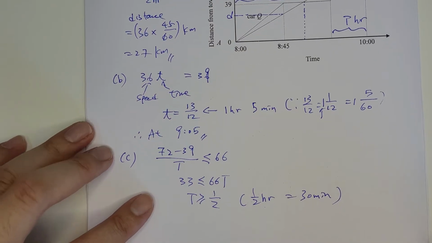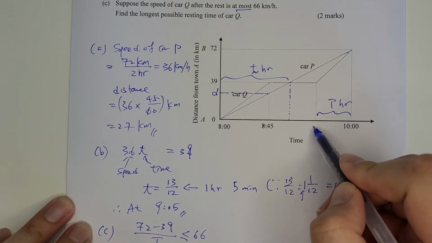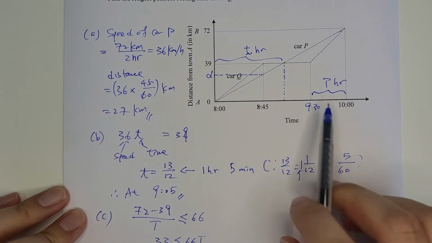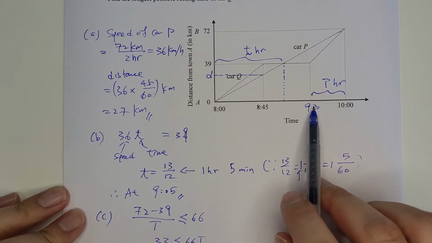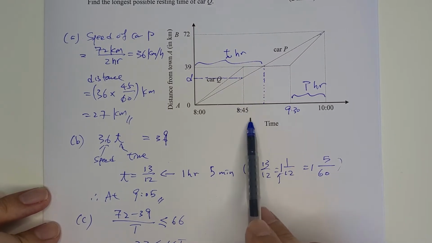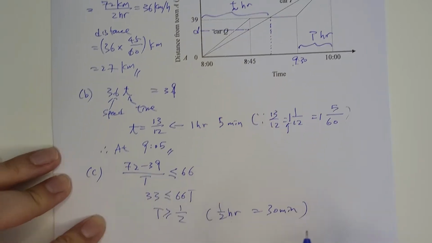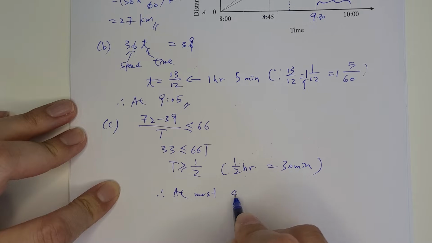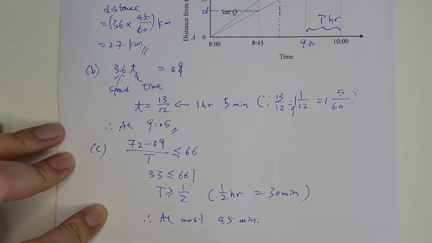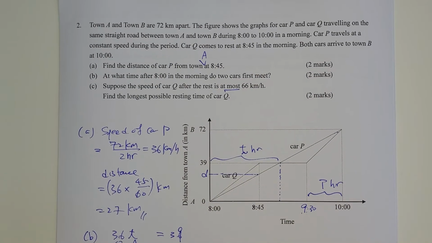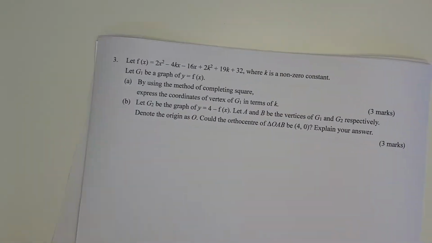That means here, it takes at most 30 minutes. That is 9:30. And therefore, from 8:45 to 9:30, you can take at most 45 minutes to rest. Therefore, at most 45 minutes to take a rest, the resting time. So that's the end of question number 2. And go to question number 3.